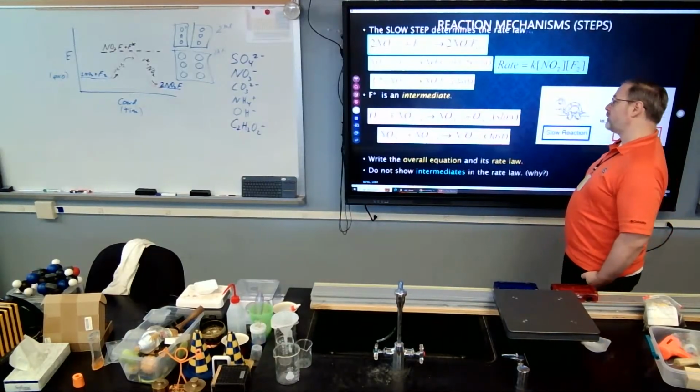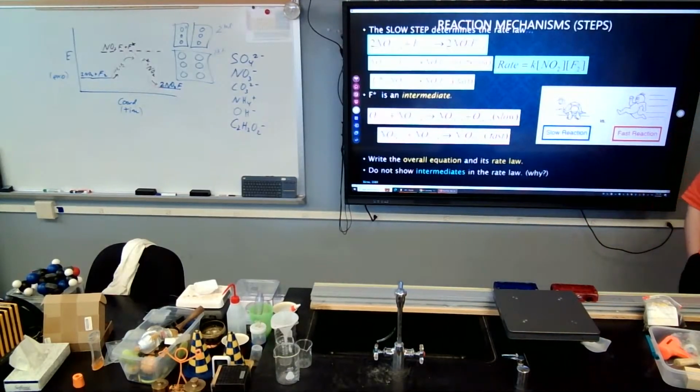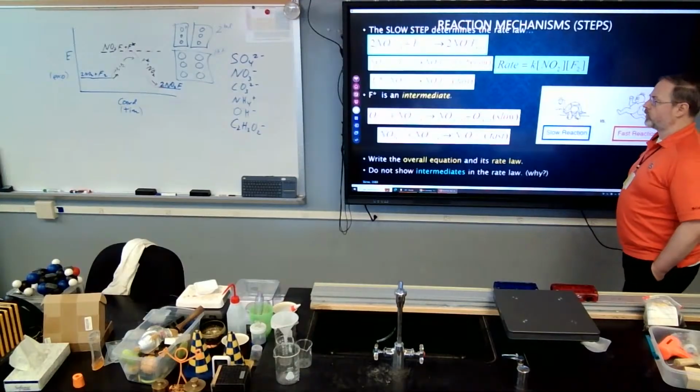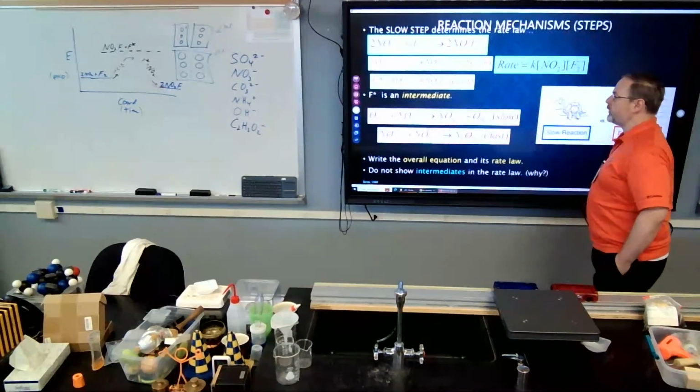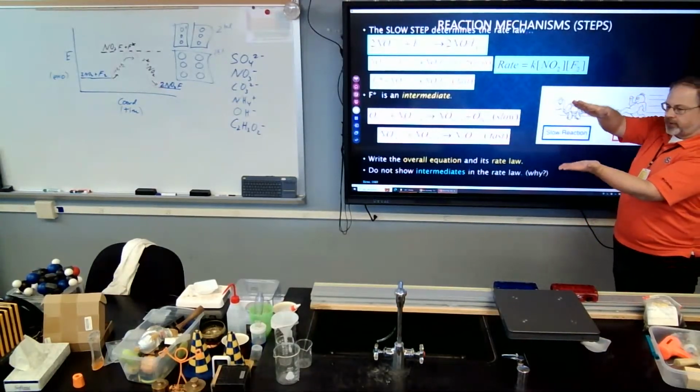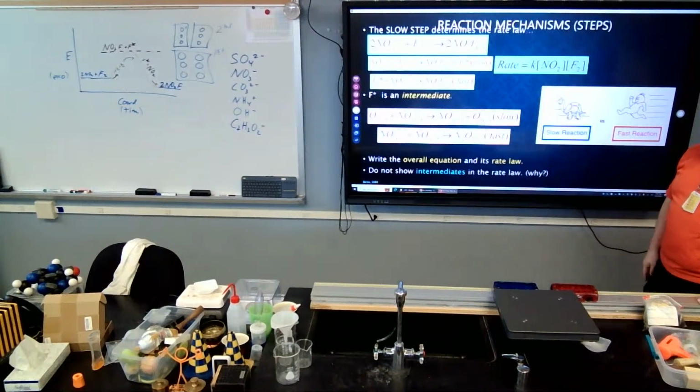See if you can scribble it down. Scribble down what the overall reaction is, and I'm going to show you something kind of neat. So go ahead and do it on your own. What is the overall reaction? Squish the two things together, cancel out what cancels out, and then we'll see what the overall thing is.